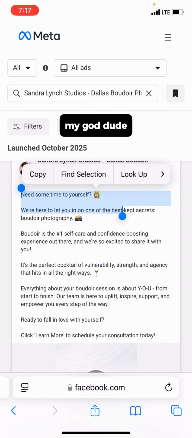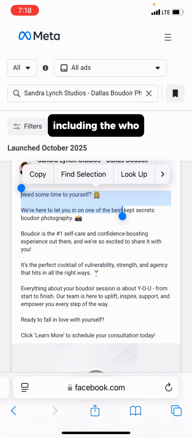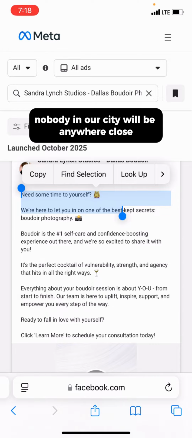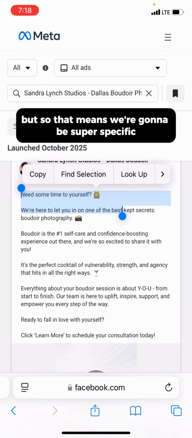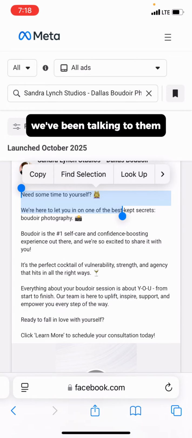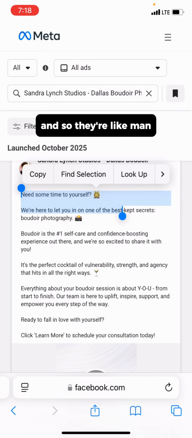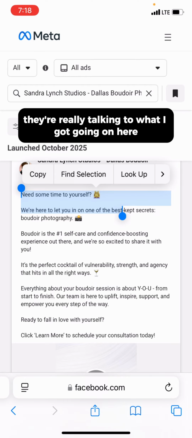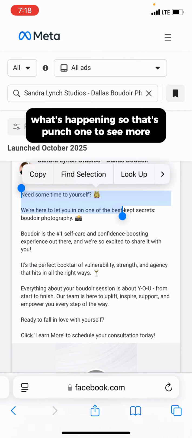That will be like, oh my God, dude, nobody in our city will be anywhere close when we hit those three or four, unless they've been working with me already. So that means we're going to be super specific. We've been talking to them more specifically than anyone else they've ever seen. And so they're like, man, they're really talking to what I've got going on here. I've got to click see more and see what they've got. So that's punch one, the see more headline.